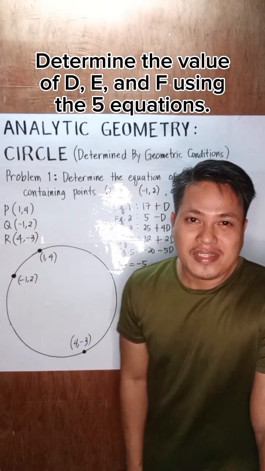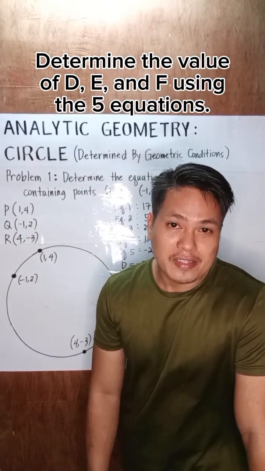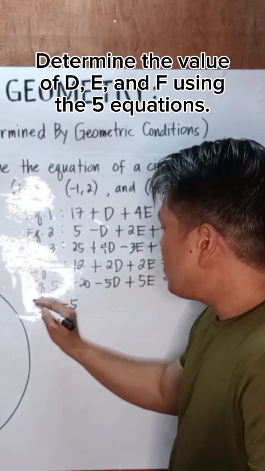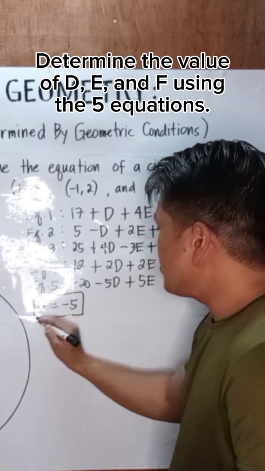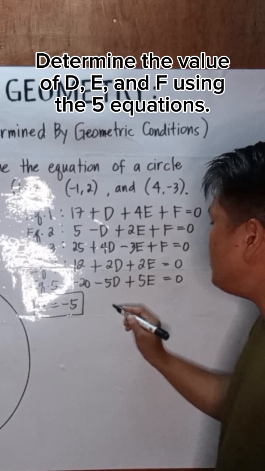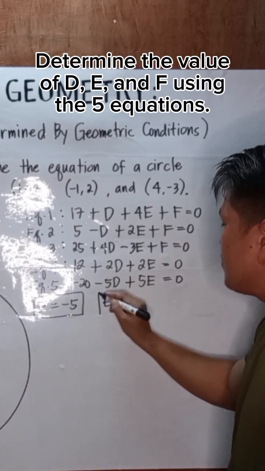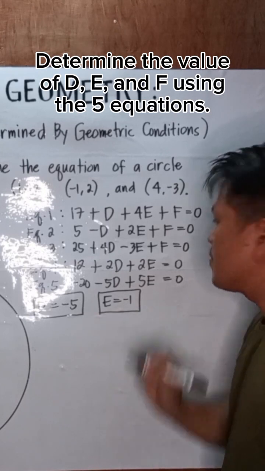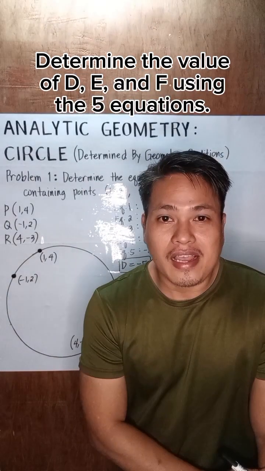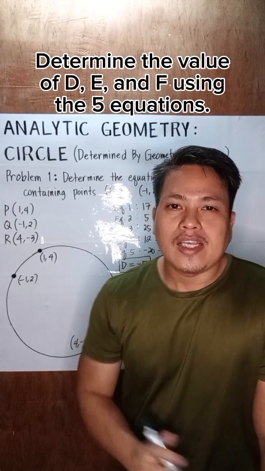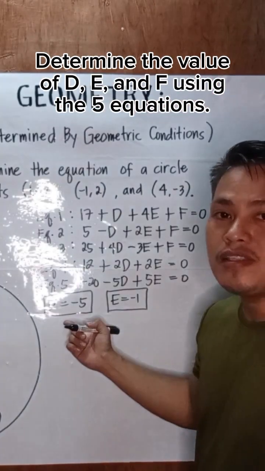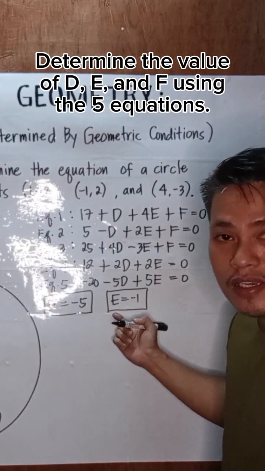Now, isulat ulit natin yung value ng letter E katabi ng value ng D. So, ang D natin is negative 5. Ang letter E natin ay negative 4. Ang last na kukunin natin ay value ng F. Isa-substitute natin yung value ng D at value ng E.